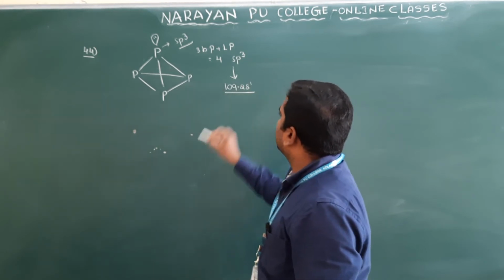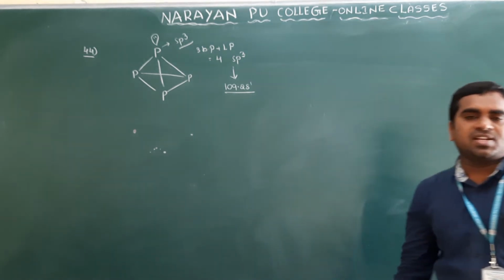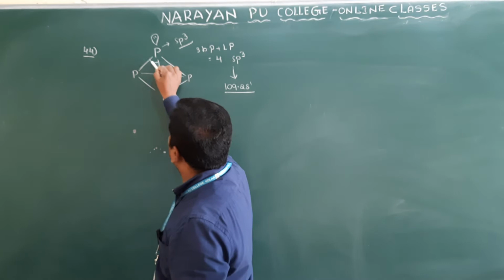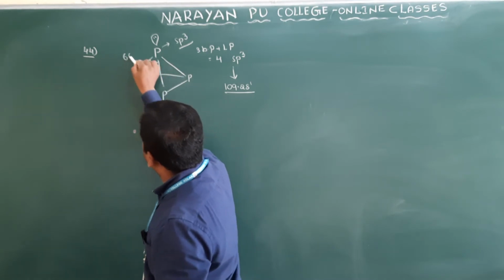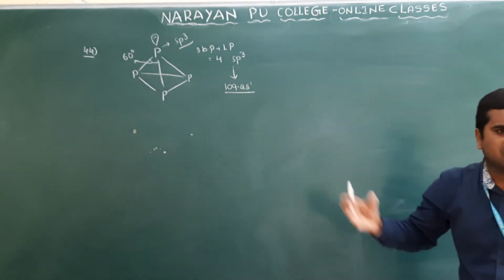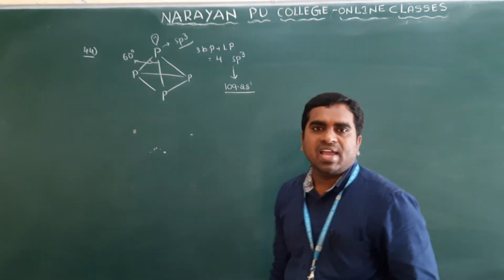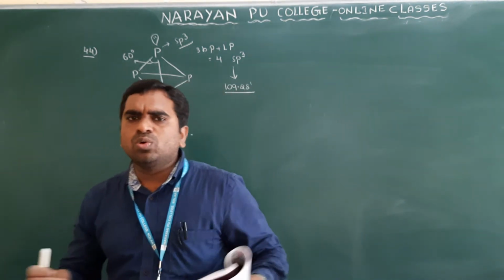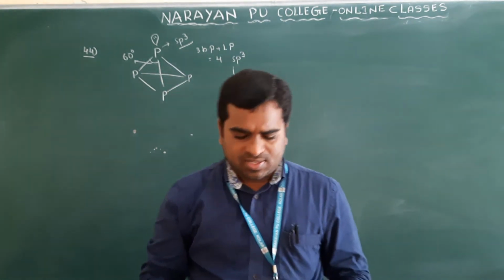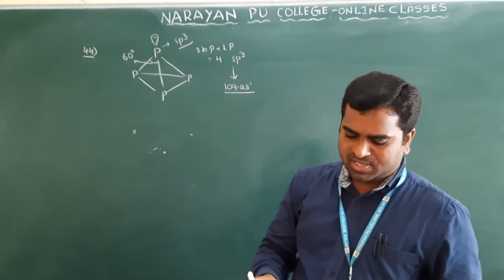109.28 degrees, that is 109 degrees 28 minutes, should be the bond angle. But here the bond angle, as I mentioned clearly, is 60 degrees. So due to this bond angle, that is angle strain, white phosphorus is highly reactive. It tries to break these bonds because of the bond angle strain. Clear?